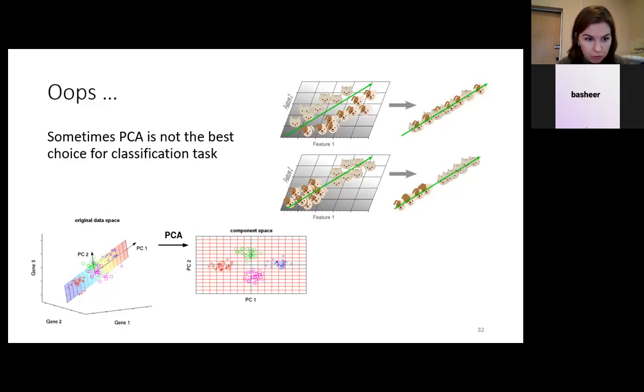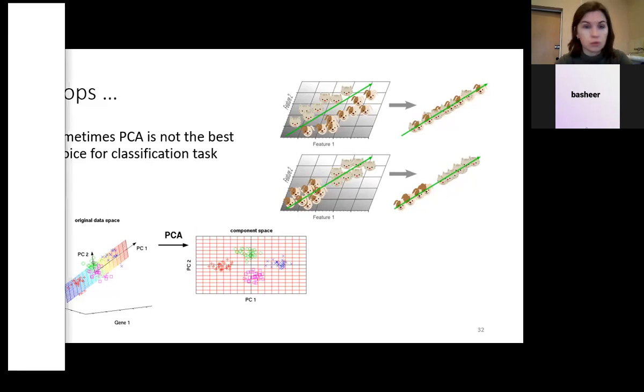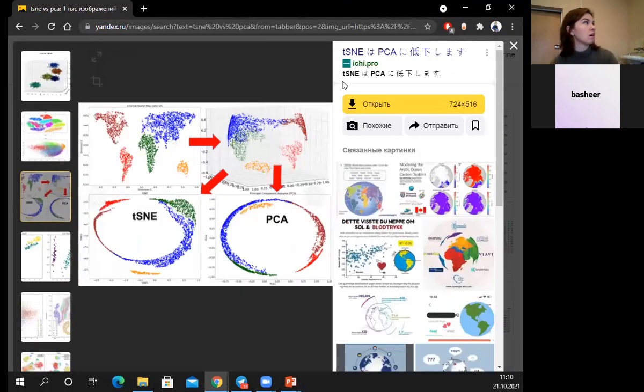The problem of techniques which analyze the distances between objects is the time of calculations actually, because if you have a lot of data, it means that you have really a lot of calculations. Here you may compare the result of PCA and TSNE for the same map.